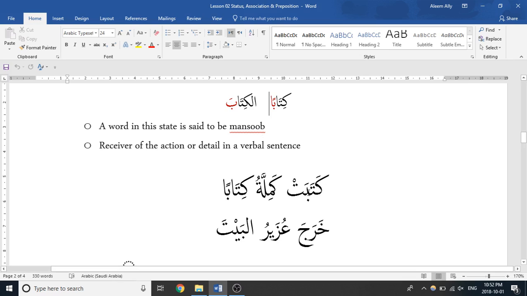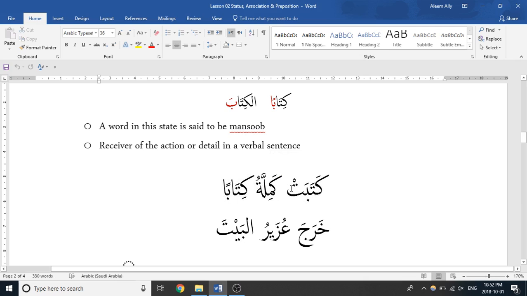So katabat kamilatu kitaban. So just by looking at this sentence, right? And I can tell you right here, just as a heads up, this is a verb, and we'll learn later on how to recognize them. But this is katabat. It means wrote, right? So this here has fatha on the end, which makes it really easy to distinguish that it is the detail or the receiver in this sentence because it's coming after a verb. So this actually means Kamela wrote a book, right?